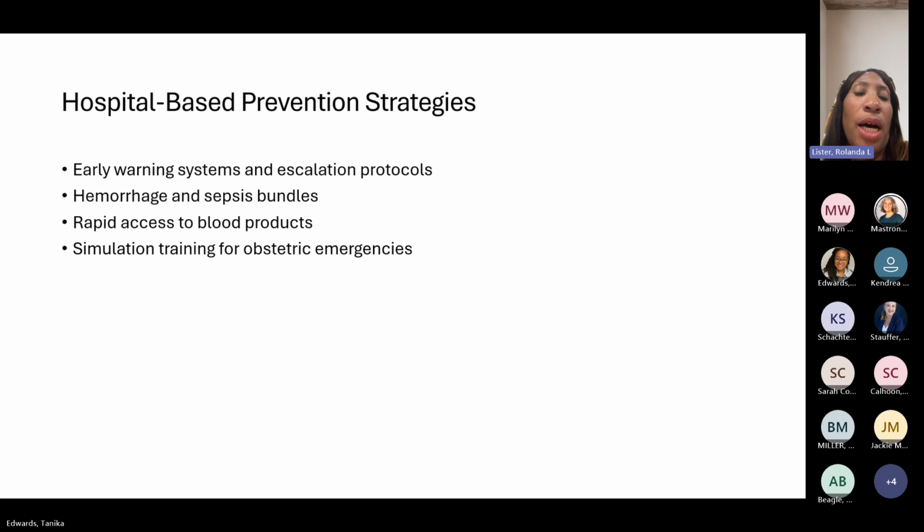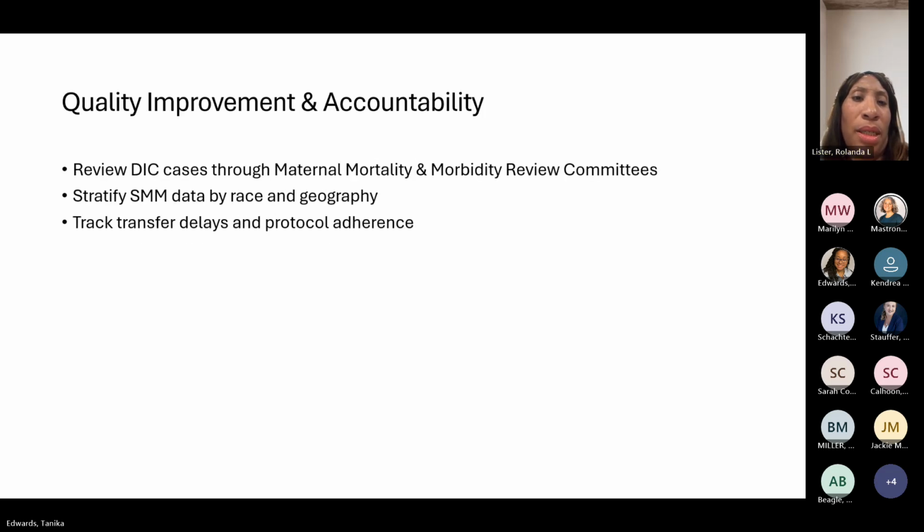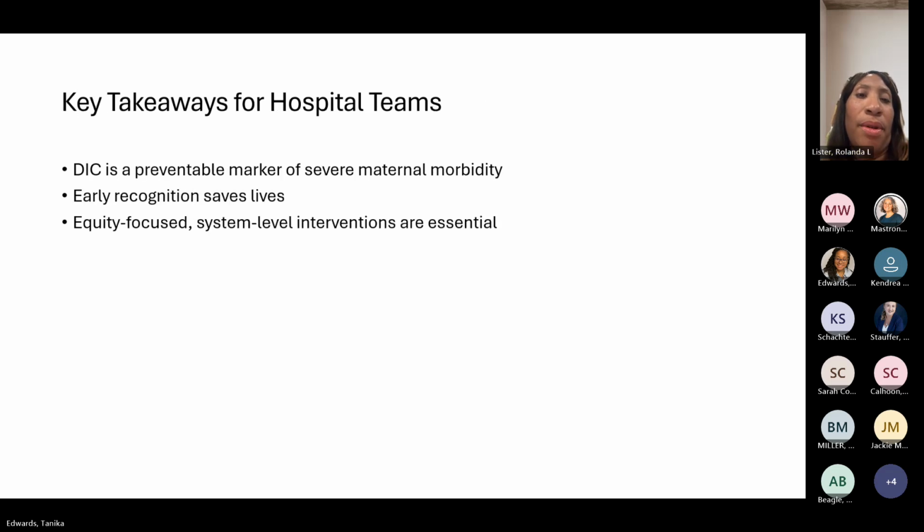Okay, so ultimately she was discovered through the hospital-based prevention strategies. And then, actually, I think the slide is a little bit out of place. I'm sorry. Can you go to the next slide, please? Okay, next slide, please.